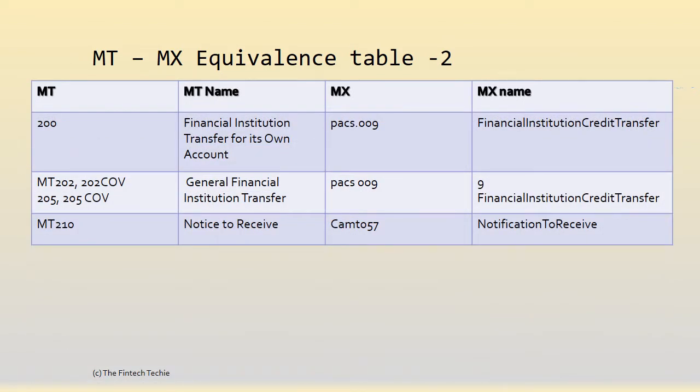The MT2 series, which is the bank transfer, the financial institution transfers, you have the MT200. And more importantly, the more relevant ones are MT202, 202 COV, and 205 and 205 COV, which is used for domestic RTGS. So the equivalent here is the PACS 009, which is for financial institution credit transfers. And the notice to receive, which is MT210, is CAMT 057. So if you notice the 1 and 2 series, the equivalent messages in MX could either be a PACS 008, 009, or it could be CAMT messages.